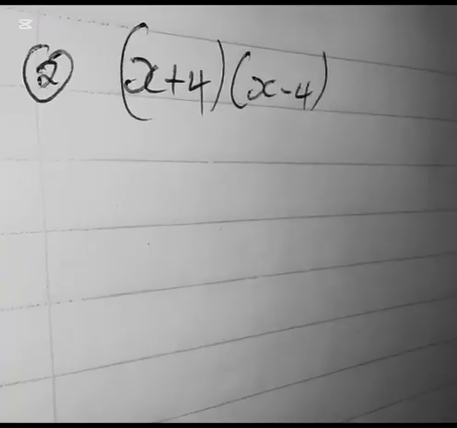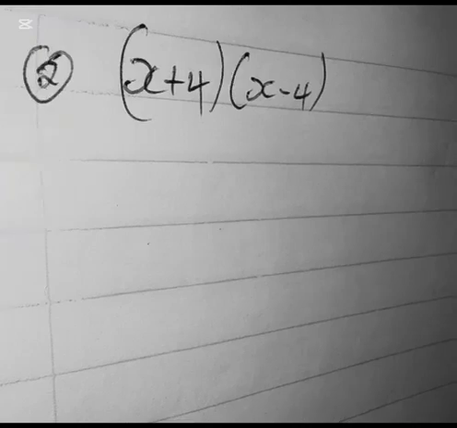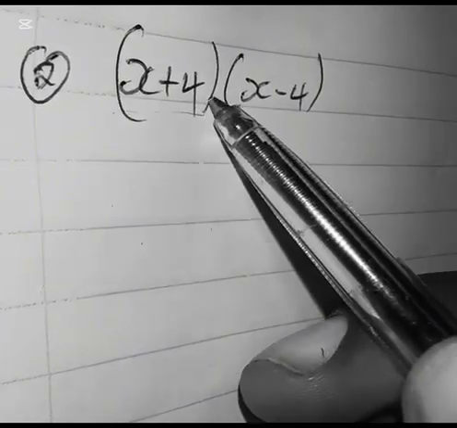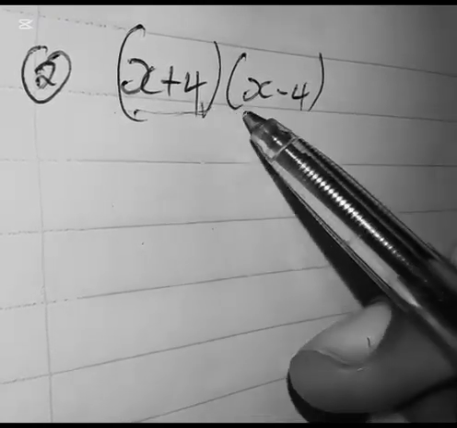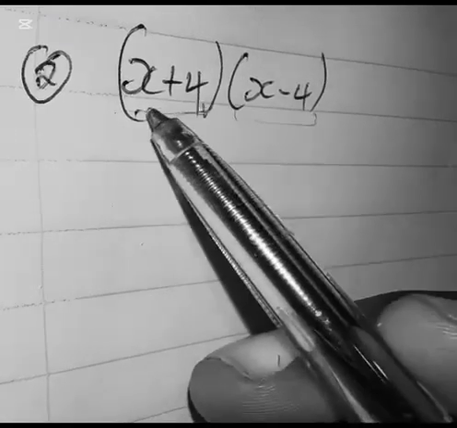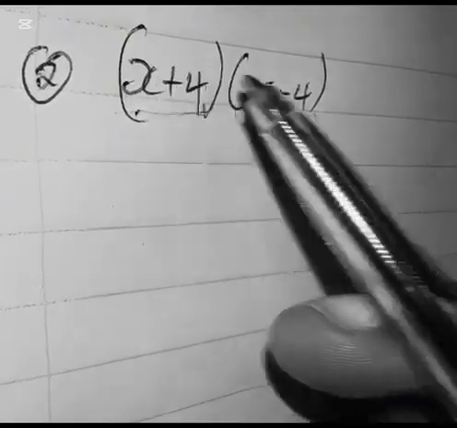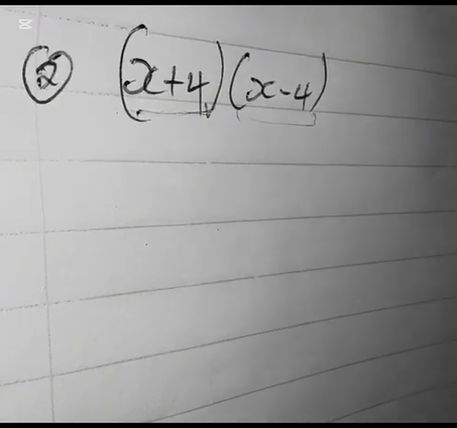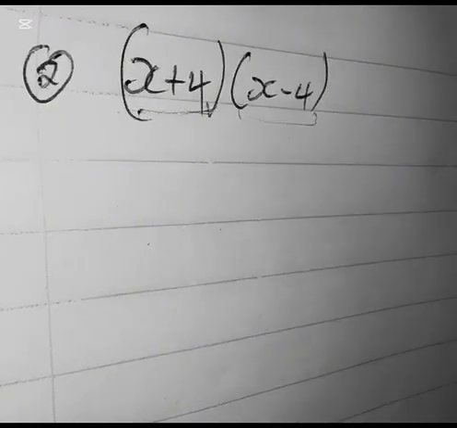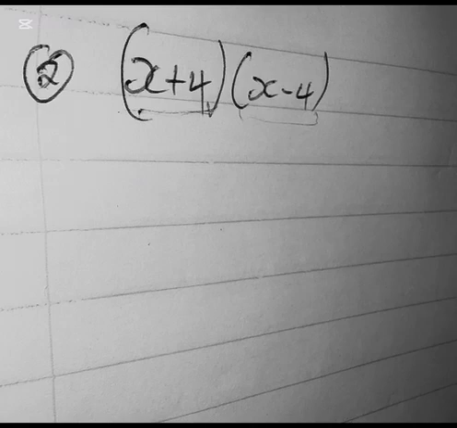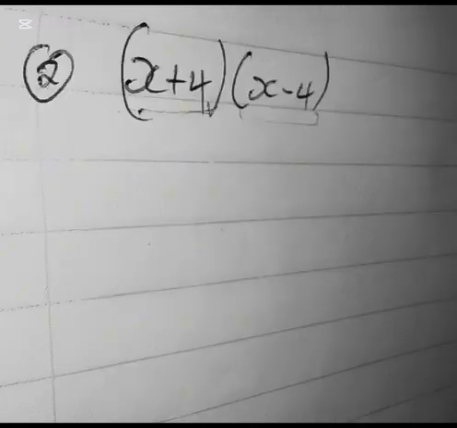So now I'm checking example number 2. Here, this first bracket multiplies this second bracket, meaning each and every term inside the first bracket multiplies each and every term inside the second bracket. So we must multiply one by one, so that we don't make mistakes.